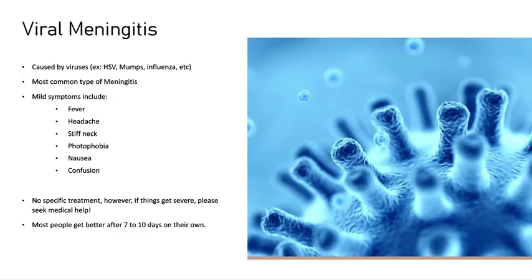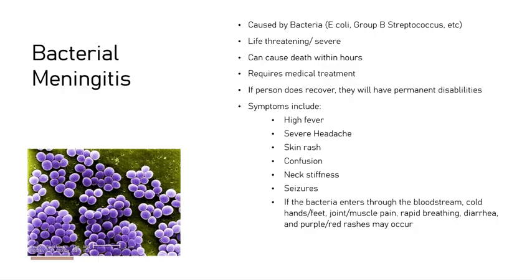Viral meningitis is the most common type of meningitis. It is caused by viruses such as herpes, mumps, influenza, and other types of viruses. The symptoms are mild, but they include fevers, headaches, stiff neck, photophobia, which is sensitivity to light, nausea, and confusion. There's no specific treatment. However, if things get severe or if you experience any type of meningitis symptoms, please seek medical help. However, most people get better on their own after 7 to 10 days.